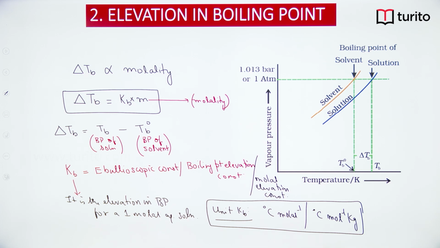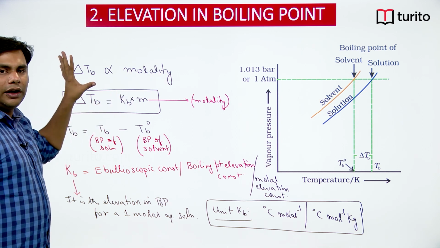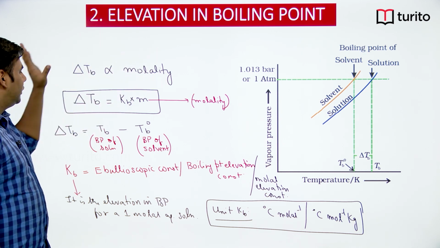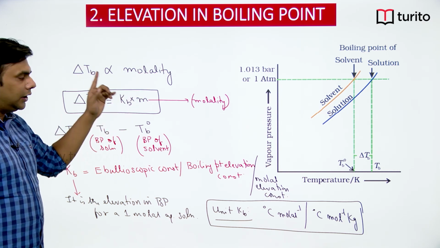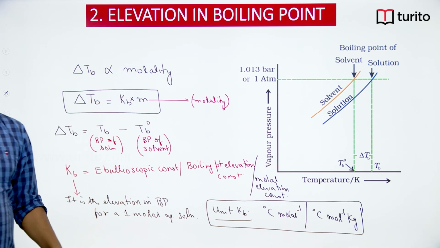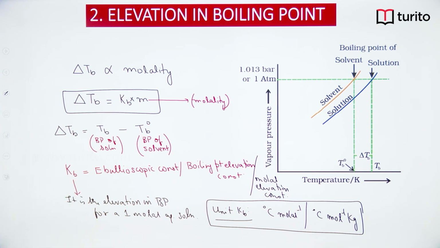So whenever we mix any non-volatile solute into a pure solvent, the boiling point of that solution will increase. On addition of a non-volatile solute to a solvent, the boiling point increases, and the elevation in boiling point is a colligative property. It is proportional to the molality of the solution. So I can write delta Tb equals Kb into m, where this Kb is called the ebullioscopic constant, molal elevation constant, or boiling point elevation constant.